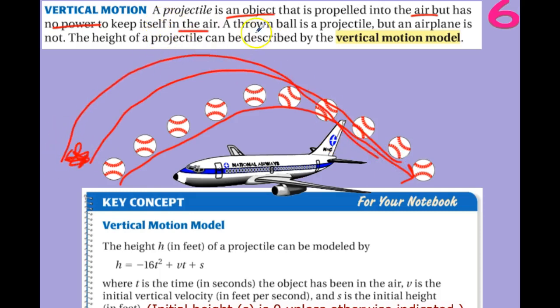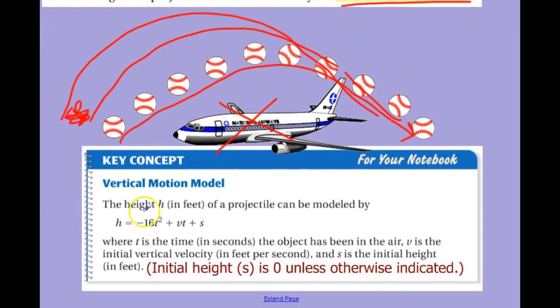Okay. A plane, however, has the ability to keep itself up in the air. That has power. So it's not an object that's just going to go up and down. A plane would go up, stay there for a long time, and then go down. So plane is an exception to this rule. The height of the projectile can be described by a vertical motion model. So if I told you I threw a ball into the air, and I wanted you to calculate what's the height way up here, what's the highest point it gets, we have an equation that can help us figure that out. And this is what that equation looks like. You do not need to memorize it, you just need to know how to use it.